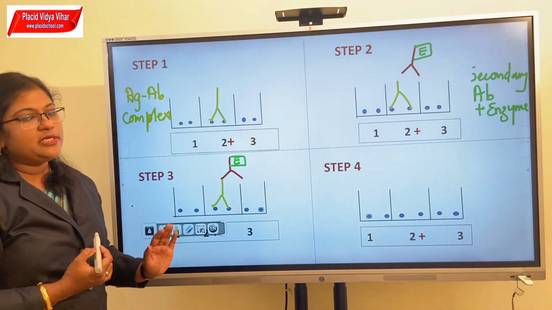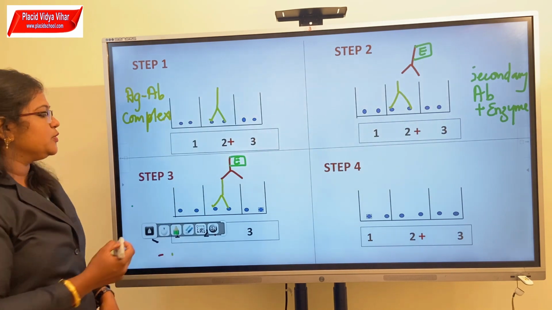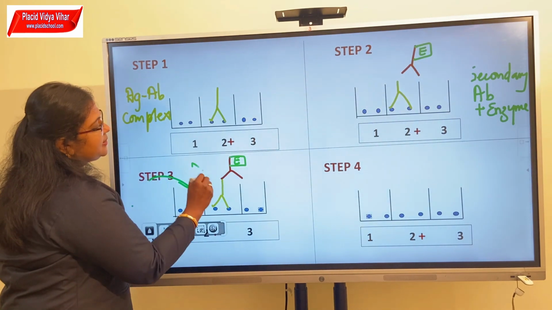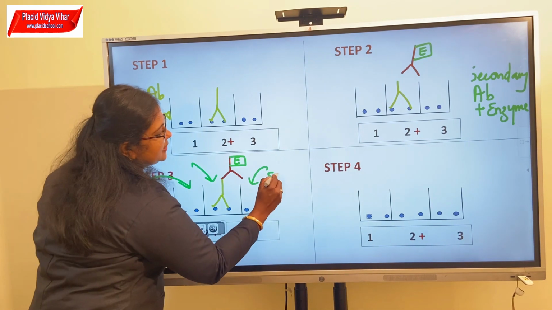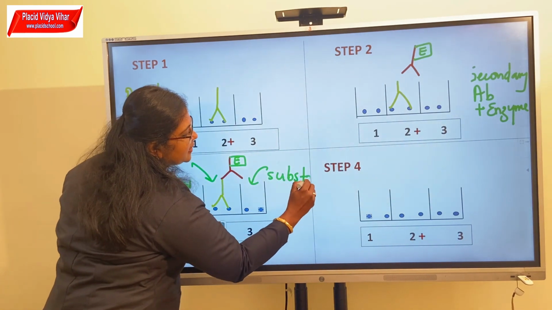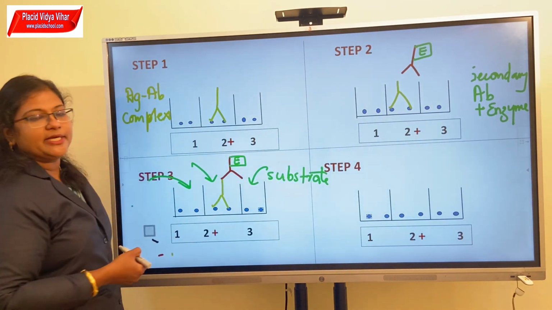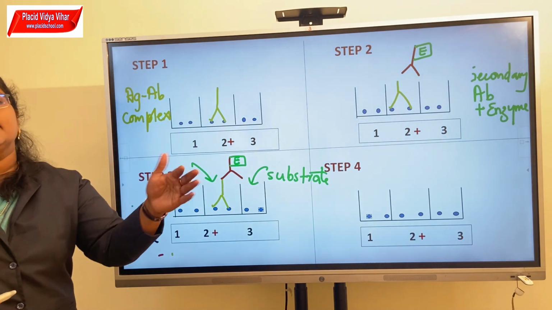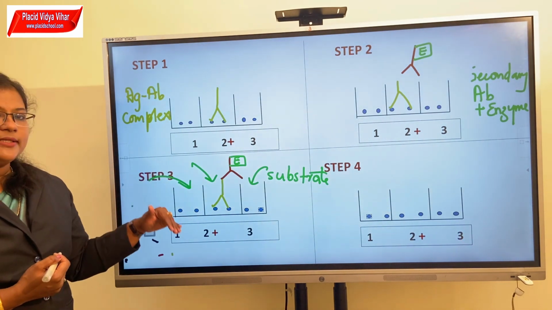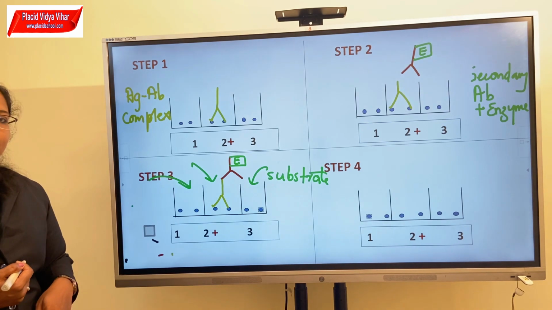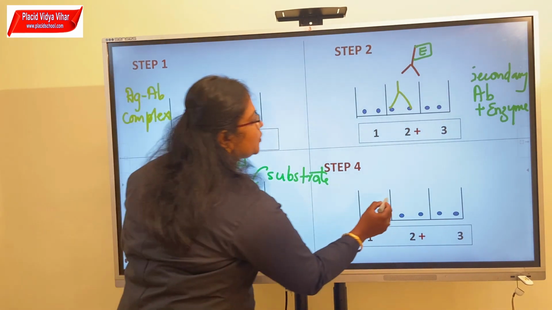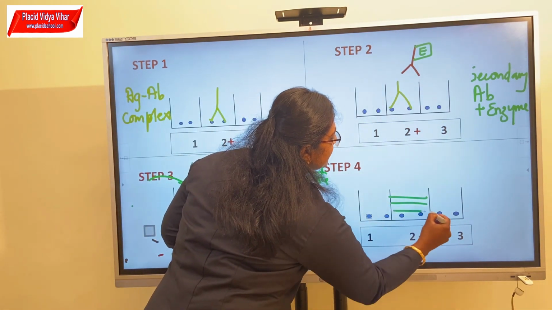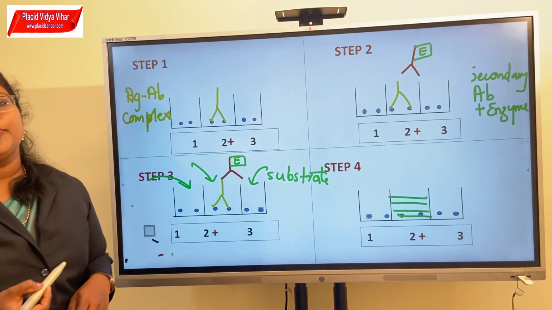This is not visible. So for getting the color, what we do is we will add a substrate such that the substrate will specifically bind to the enzyme and give a colored product. So when you add the substrate, which well will show the color? Yes, that is correct. Only the well which contains the antigen antibody complex.